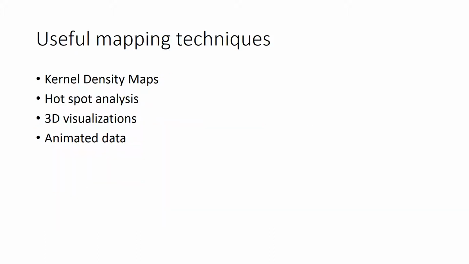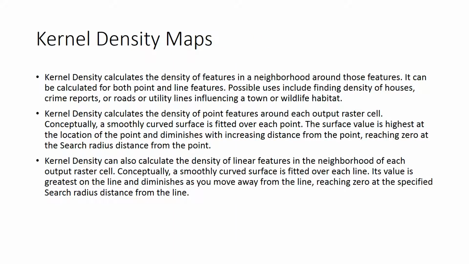So what are some of the useful mapping techniques that they cover in this chapter? Well, there are 4 primary things that they looked at, and these are basic geovisualization tools for spatial data. The first one is kernel density maps. The second one is hotspot analysis. The third is 3D visualizations, and the last is animated data. And these are all ever increasingly more complicated means of displaying or learning from or interrogating or generating knowledge from data. So let's talk a little bit about kernel density maps.